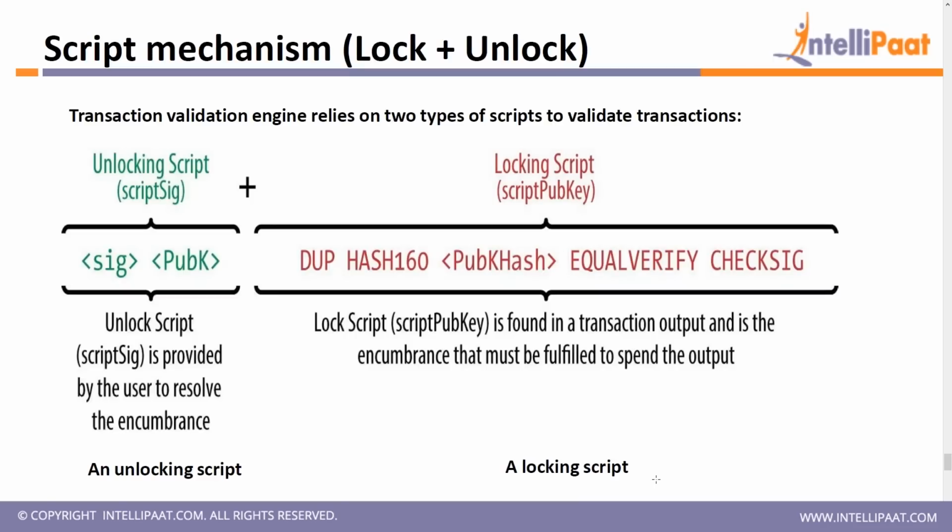Script mechanism. The transaction validation engine relies on two types of scripts to validate the transaction: lock and unlock. The unlocking script is scriptSig, which signs using the public key, while the locking script is scriptPubKey, which uses OP_DUP, OP_HASH160, the public key hash, OP_EQUALVERIFY and OP_CHECKSIG to check the signature. That is the function written for the locking and unlocking scripts. The unlock script, scriptSig, is provided by the user to solve the encumbrance, while the lock is found in a transaction output and is the encumbrance that must be fulfilled to spend the output.